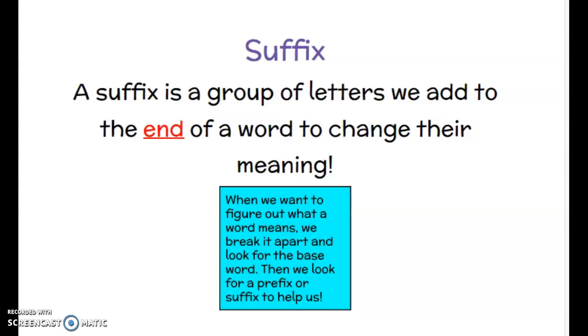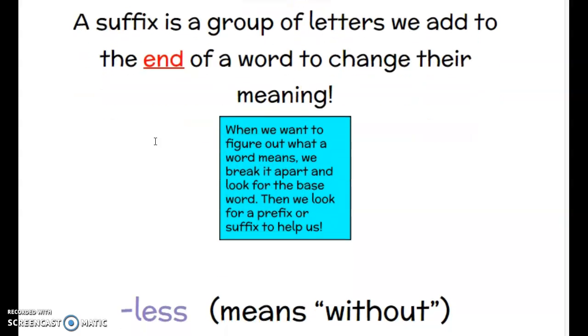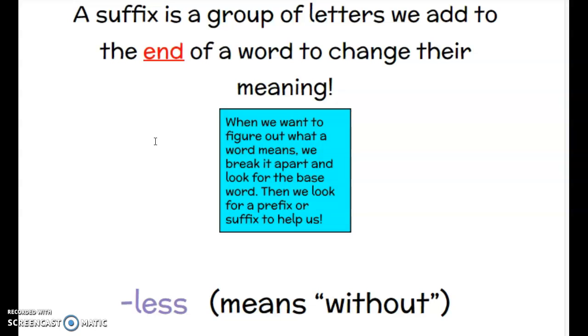So whenever we want to figure out what a word means or we're having trouble reading one, we can always look for suffixes to help us understand it. We can break the word apart, look for the base word, and then look for the prefix or suffix, and it will help us understand it. So yesterday we learned about the suffix full, F-U-L, which means full of. Today we are going to learn about the suffix less, L-E-S-S, and that means without.